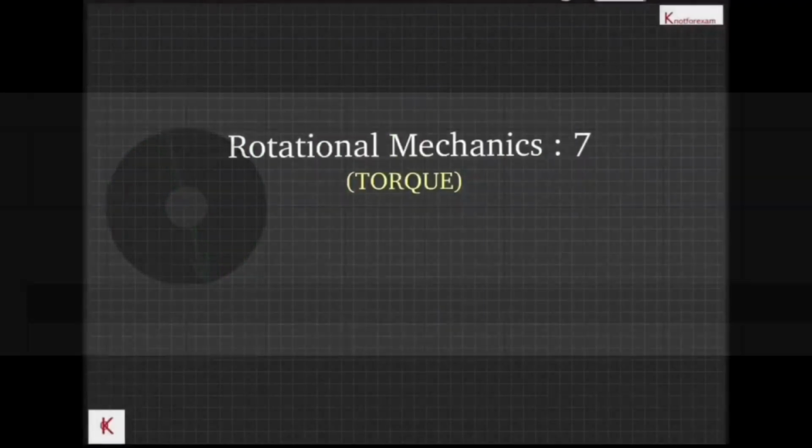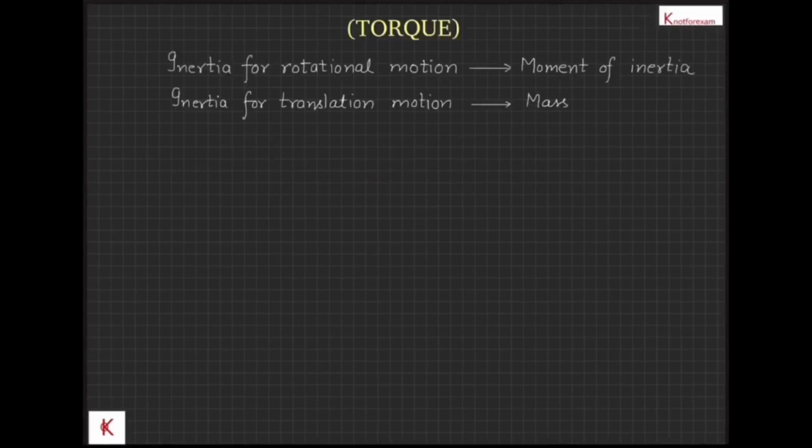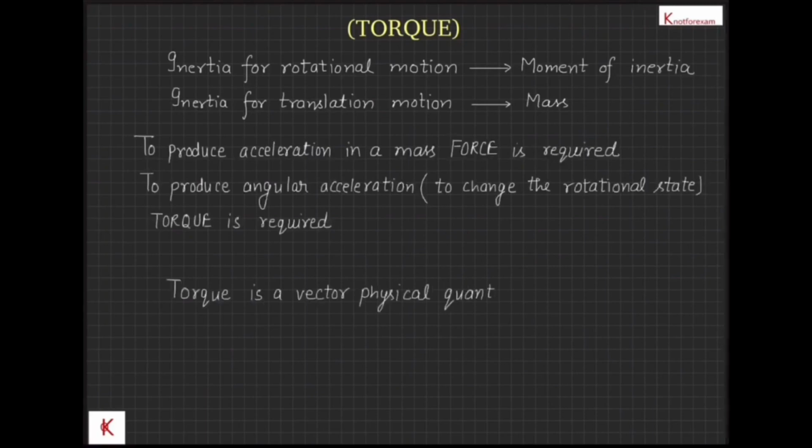We are going to discuss a very important physical quantity, torque. As we know, inertia for rotational motion is moment of inertia and inertia for translational motion is mass. Also, to produce acceleration in a mass we need force. Analogous to that, to produce angular acceleration or to change the rotational state we need torque, and torque is a vector physical quantity which measures the turning effect of a force.